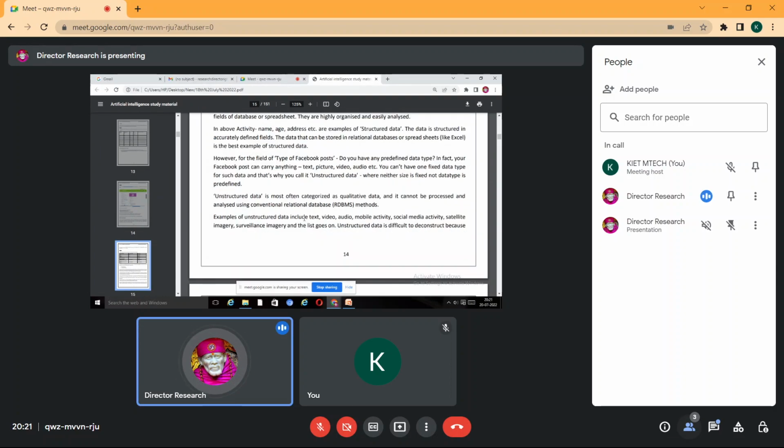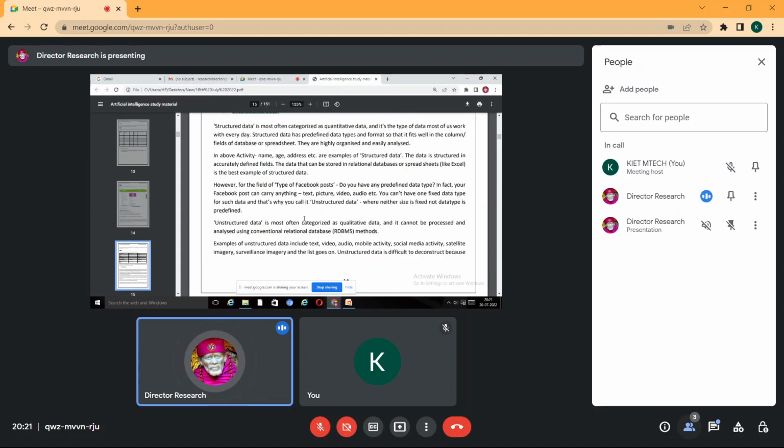In the above activity, name, age, address, etc. are examples of structured data. Data is structured with accurately defined fields. Data that can be stored in relational databases or spreadsheets, Excel, is the best example of structured data.